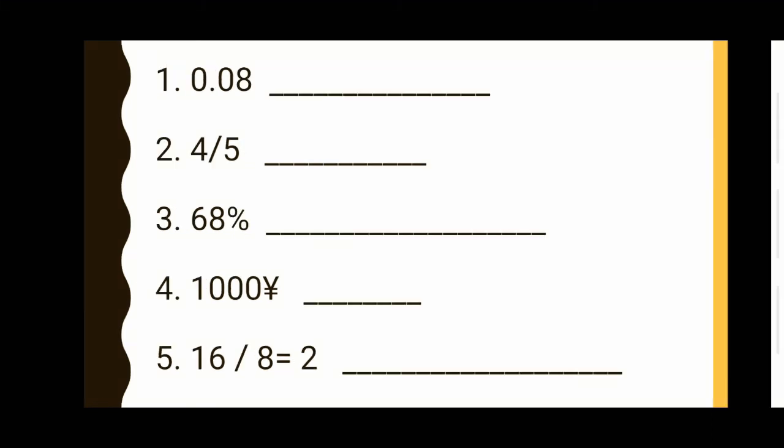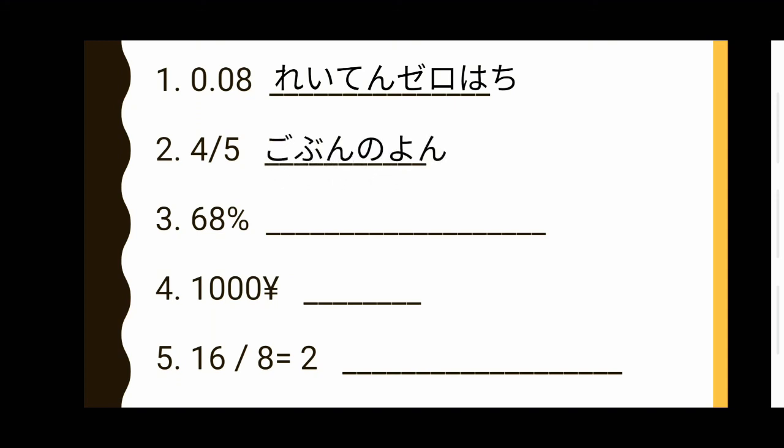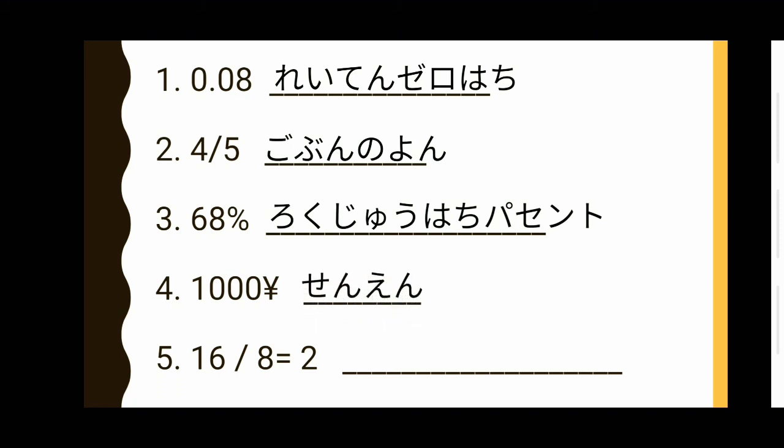Hai, jikan desu. Kotaemashou. Ichibang. We have 0.08. The answer is, kotae wa 0.08. Nibang. 4/5. So, in Nihongo it is 5/4. Next, we have sangbang, 68%. Nihongo, 68%. Yongbang, 1,000 yen. In Nihongo, 1000 yen.